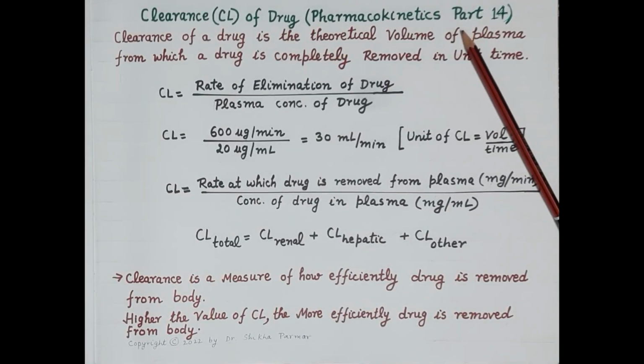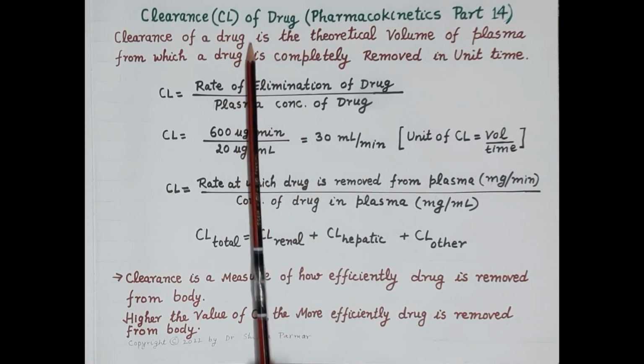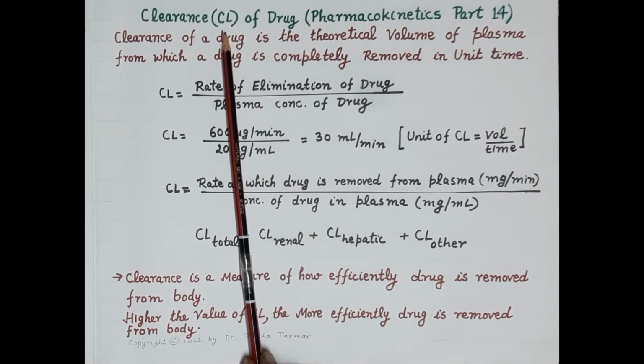Students, in today's video we are going to study the concept of clearance of drug. This video is 14th in the series of videos on pharmacokinetics. As we all know, after a drug is administered, it is absorbed, distributed, metabolized and finally excreted from the body. Clearance is abbreviated as CL, capital C, capital L.